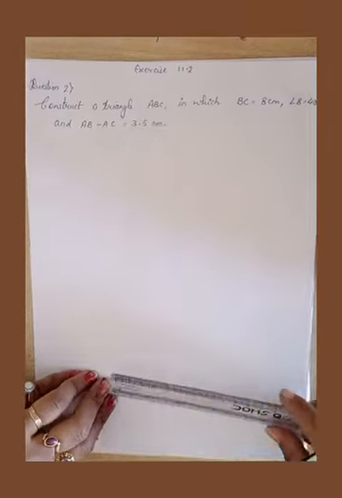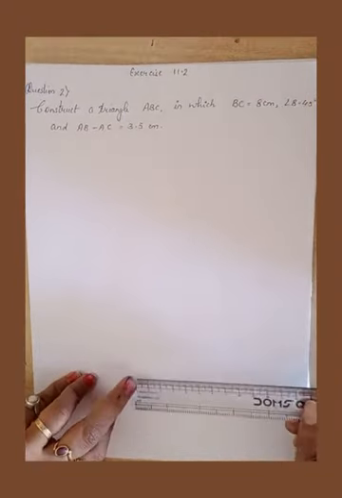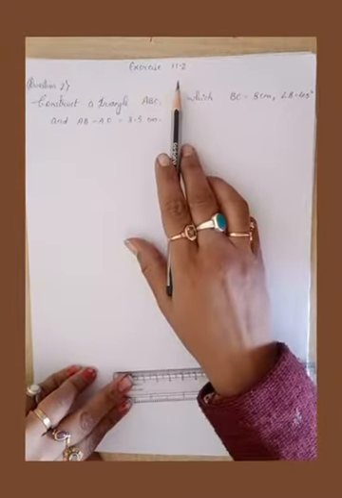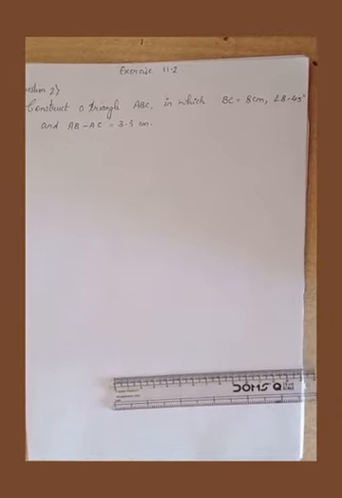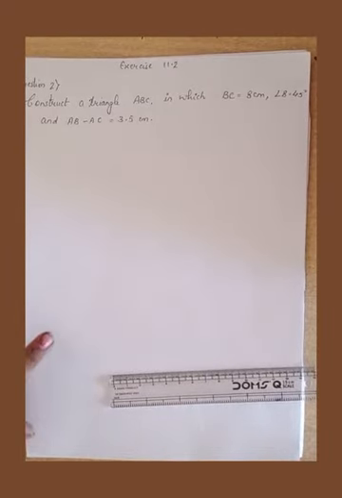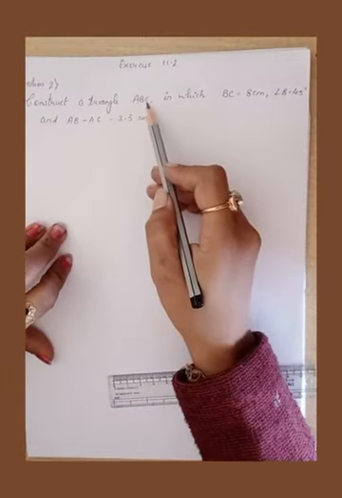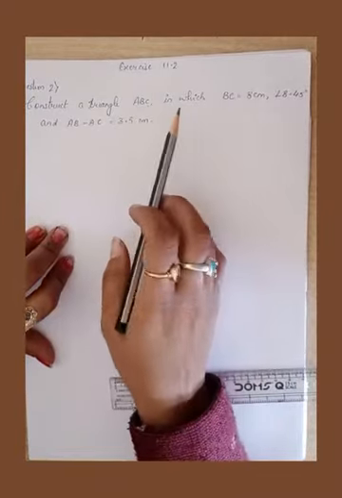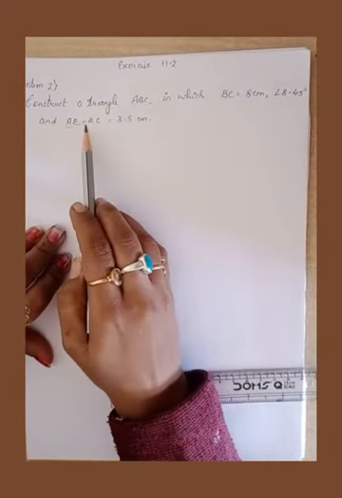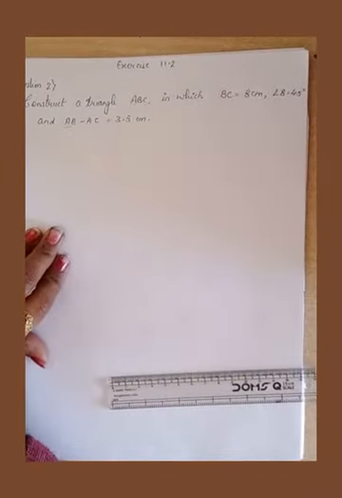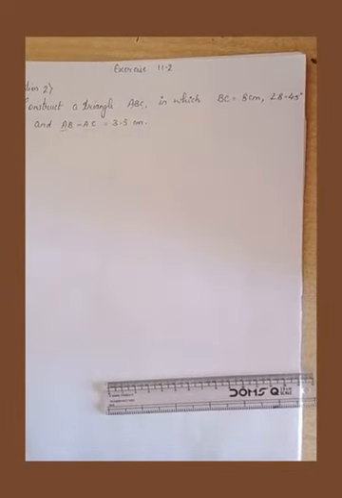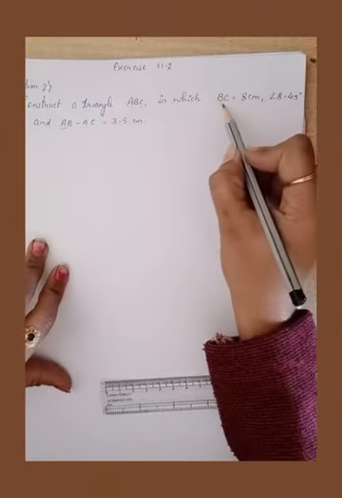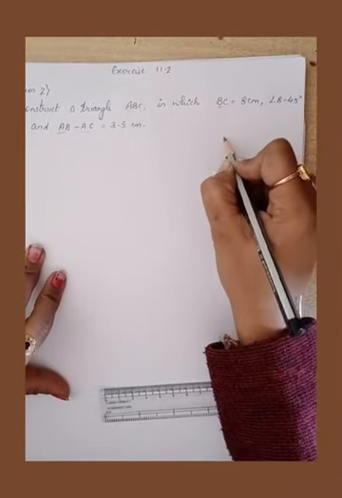Good morning everyone. Now here we are going to start question number 2 of exercise 11.2. In question number 1, we made a triangle when the addition of two sides was given. Now here again we have to construct the triangle ABC, but in this triangle the subtraction of two sides is given.